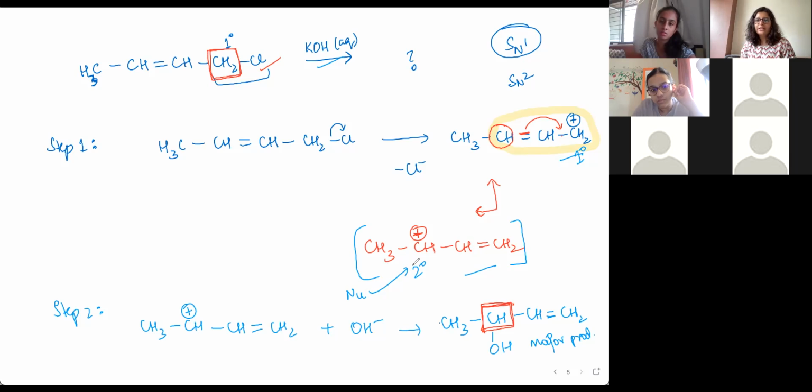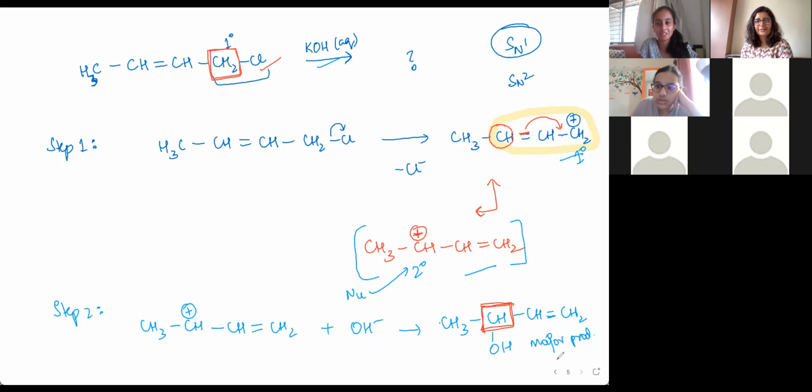So the positive charge is resonance stabilized, but when it comes for the nucleophile to attack, it is going to be attached to the CH2. It's going to be attached outside the benzene ring as opposed to being attached on the benzene ring. Like to the chain. Yes, to the chain.